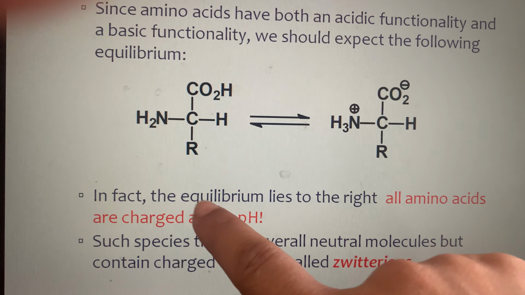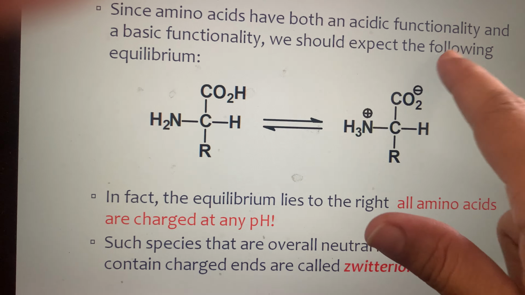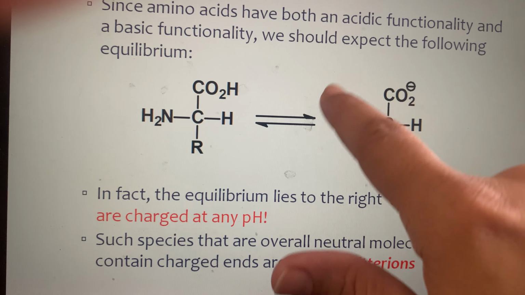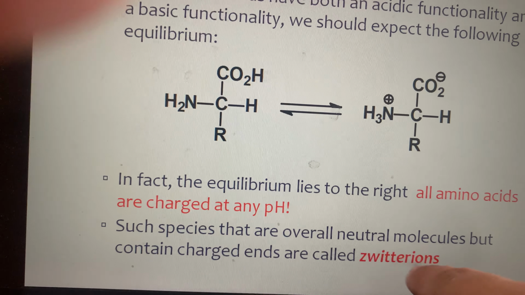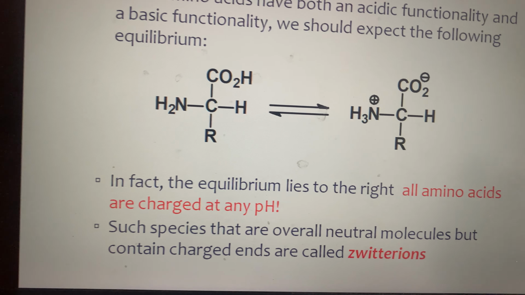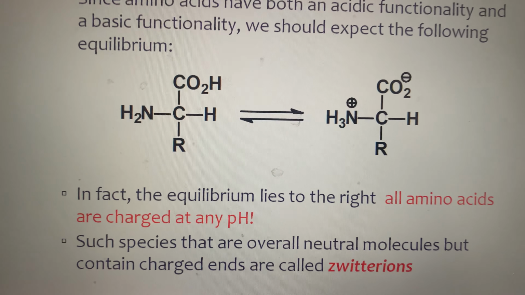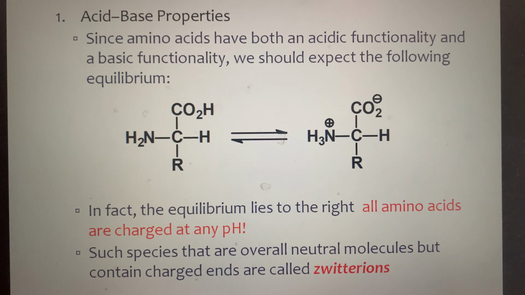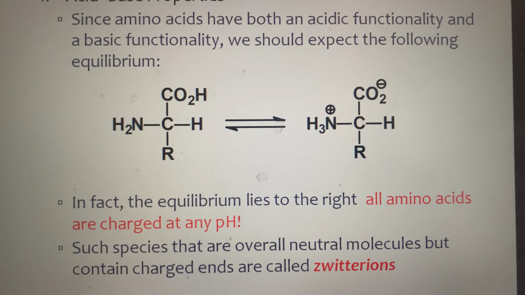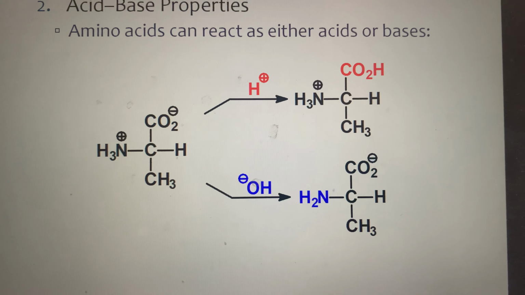All amino acids are charged at any pH. Amino acids are in this zwitterion form. Such species that are overall neutral molecules but contain charged ions are called zwitterions. You should remember them, and you should know the structure.